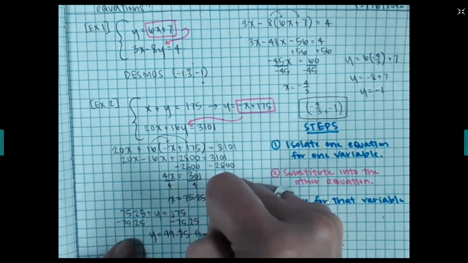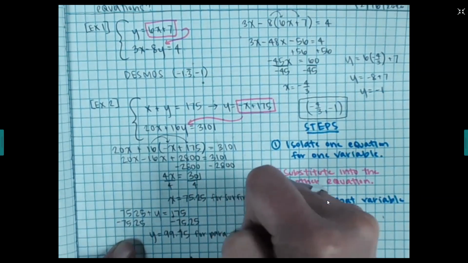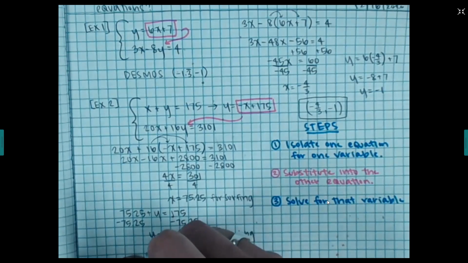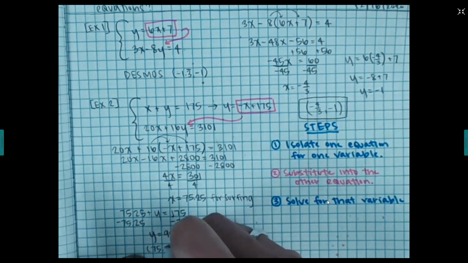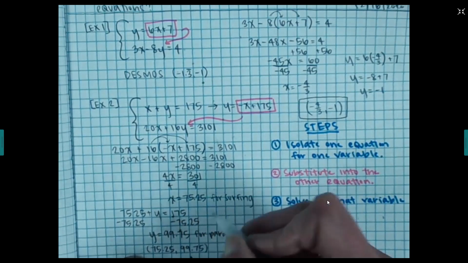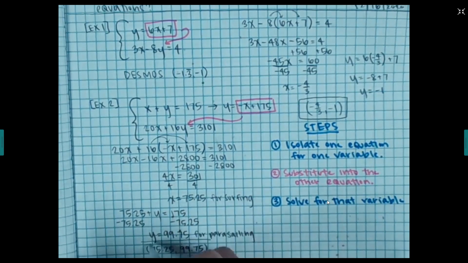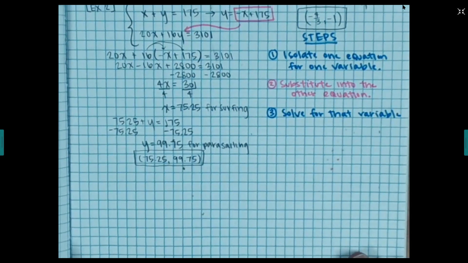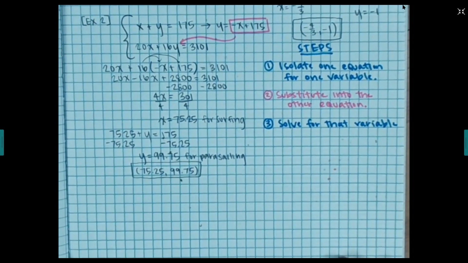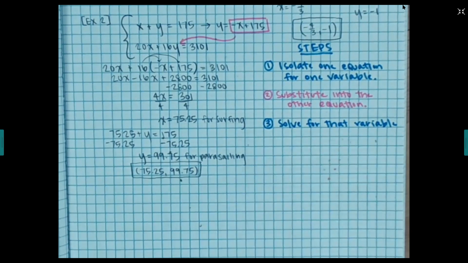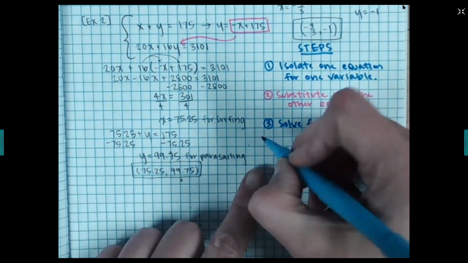$99.75. I'm going to write for parasailing. Because on something like this, if I were to write this as an ordered pair, yes, that's how my answer is supposed to be written. But in the situation, that doesn't really make much sense, because unless the person knows what x and y stand for, then that's not much help. So after we solved for that variable, we plugged in to solve for the other variable.